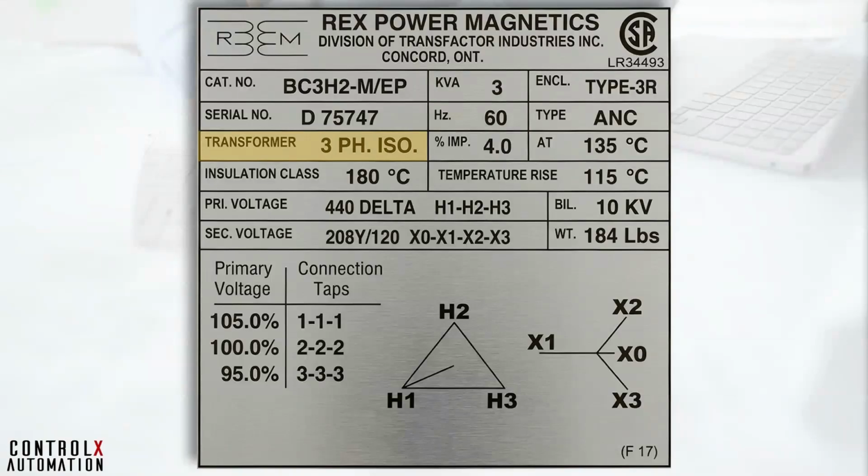This means that it has separate windings on its primary and secondary side, which provide galvanic isolation. This distinction is made to distinguish it from another class of transformers called auto transformers, which we did not cover in this tutorial, but they have no galvanic separation.